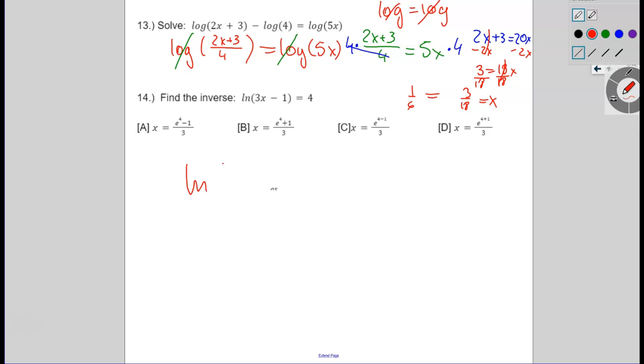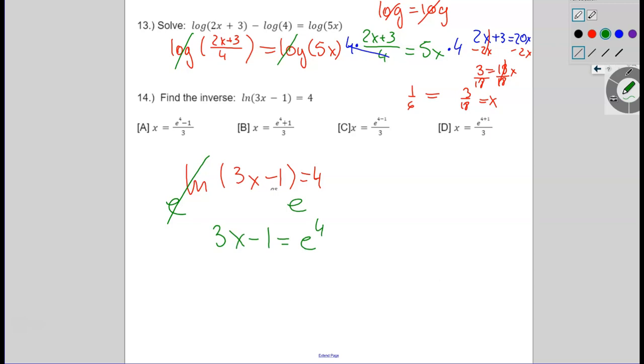Again, ln of 3x minus 1 equals 4. Now remember, to undo the ln, we got to do e. We don't have anything else to move, so just going to put e in here and e in here. These are going to cancel out, which leaves me with 3x minus 1, the inside, and e to the 4th.